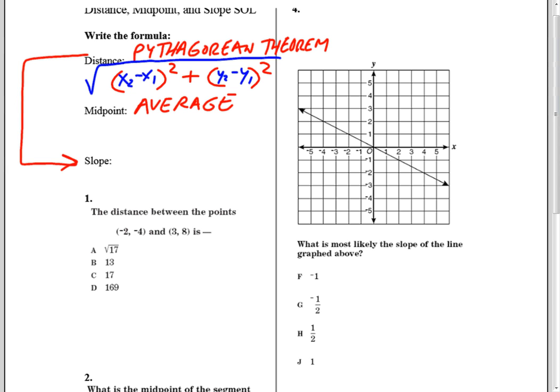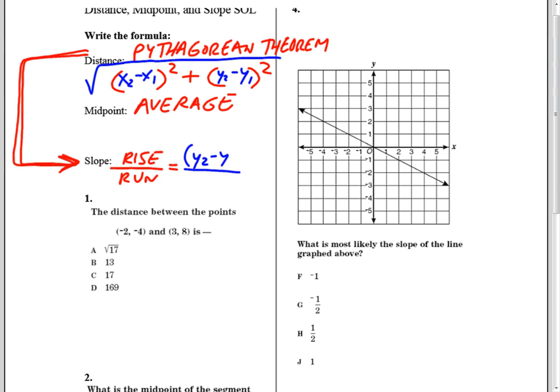Look at the arrow. What am I pointing to? Slope. It's because I associate slope with distance because rise over run are just two distances. You have a rise distance and you have a run distance. So I'm taking the components of the distance formula and writing them here.